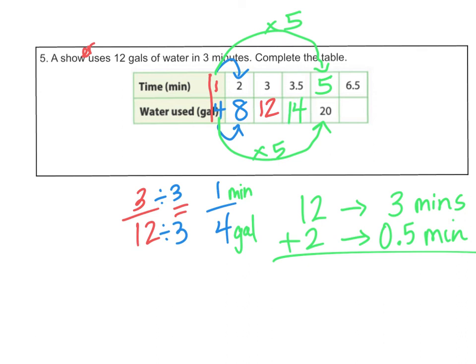I'm going to use that same thinking to do my 6.5. So I know if I had 6 minutes, I know in each minute I have 4 gallons of water being used, so that's 24 gallons. And then remember, in that half a minute, I have another 2 gallons, so this would be a total of 26 gallons.